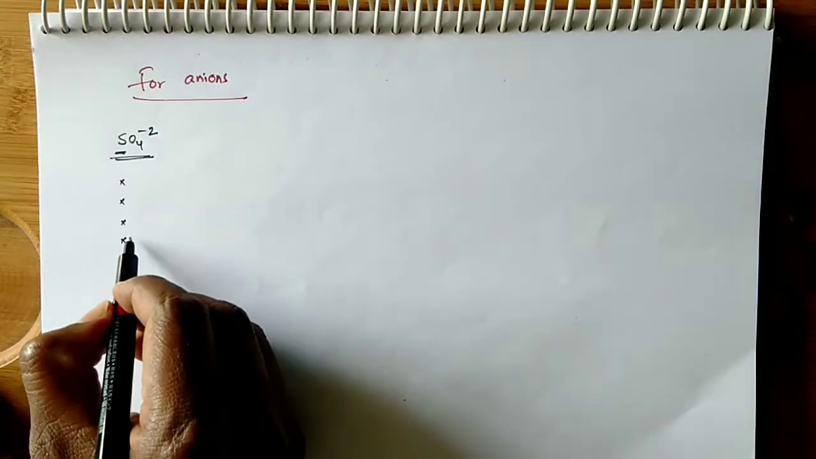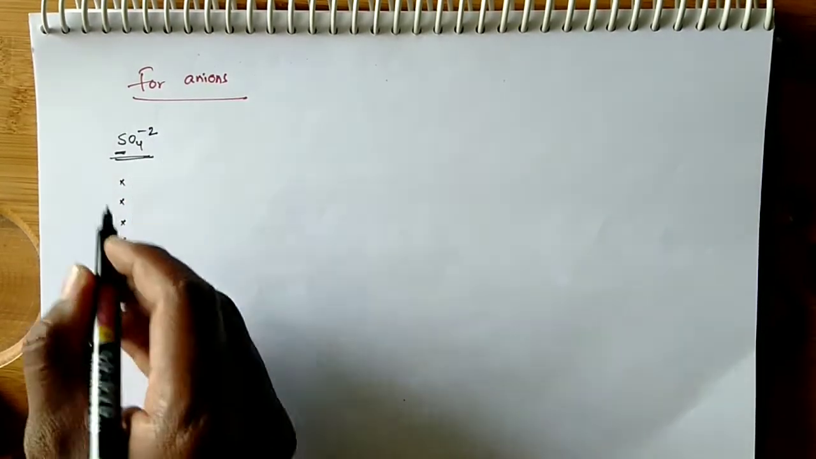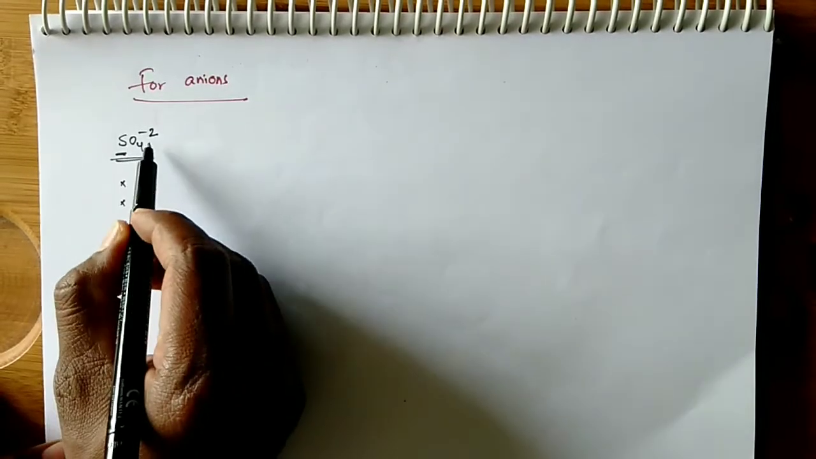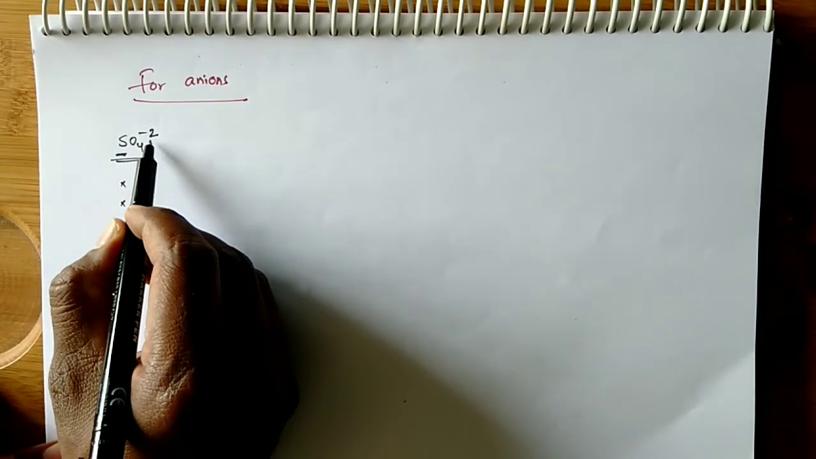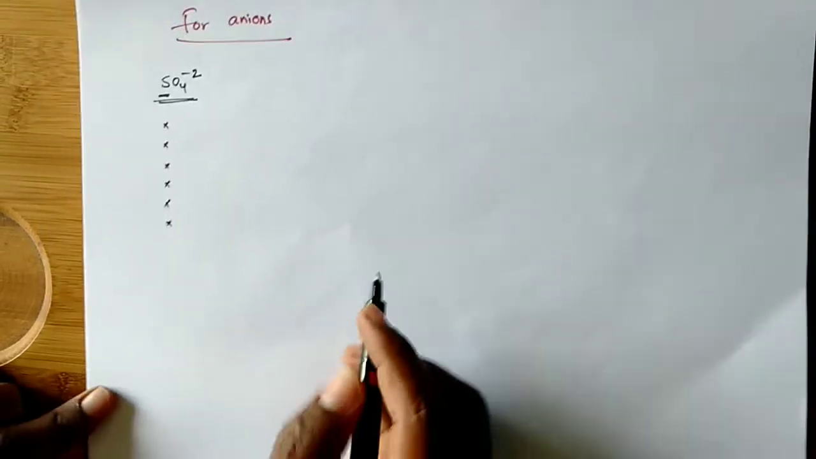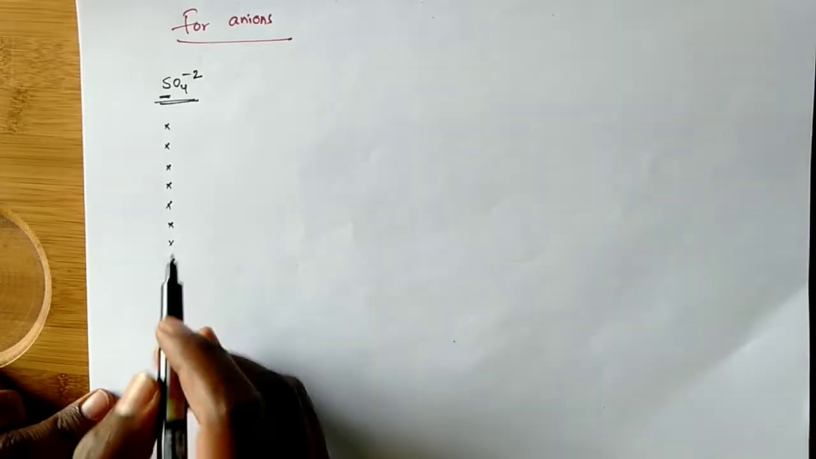So I kept 6 here, and if there is a negative charge, then we have to keep that many extra electrons. How many negative charges? 2 negative charges excess are there. So we must keep 2 extra electrons here. Total 8 electrons.